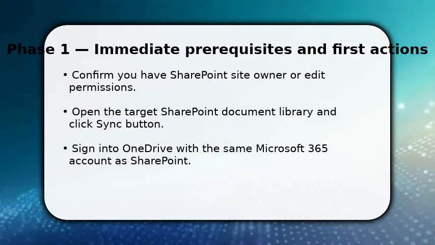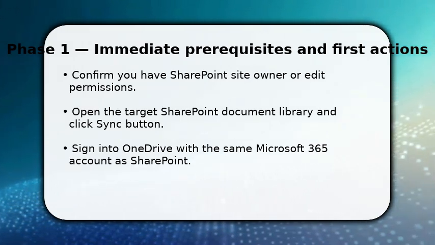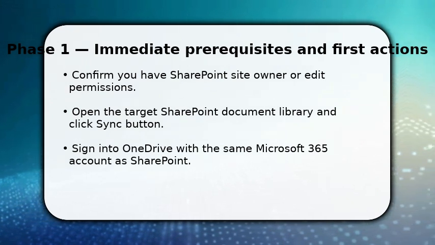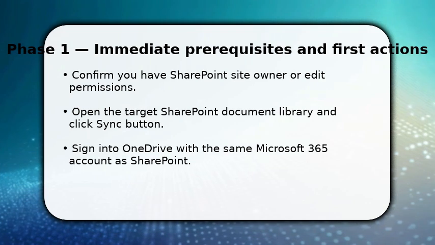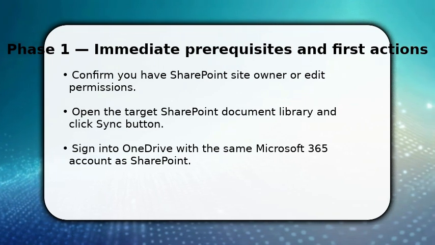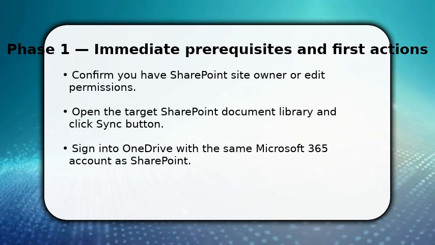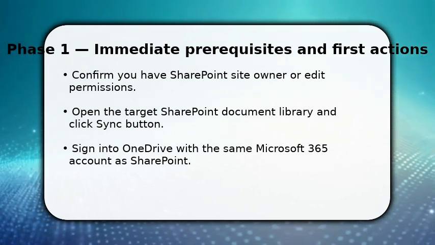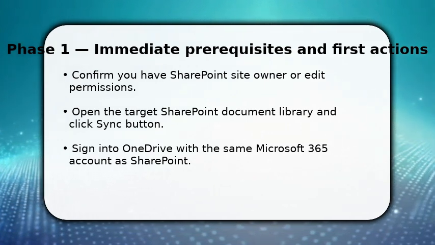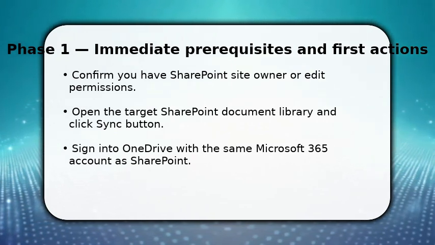You start by ensuring account parity. Sign into OneDrive with the same Microsoft 365 account used for Sharepoint because mismatched accounts block sync. Next, open the Sharepoint document library. You want to sync and click the Sync button. OneDrive will prompt you. Accept the permission prompts and allow the OneDrive app to open. This creates the initial connection. Once done, OneDrive begins creating a local folder that mirrors the Sharepoint library, so you can work offline immediately.